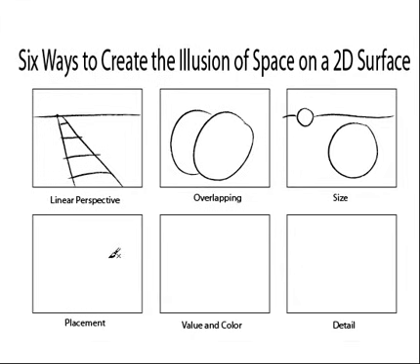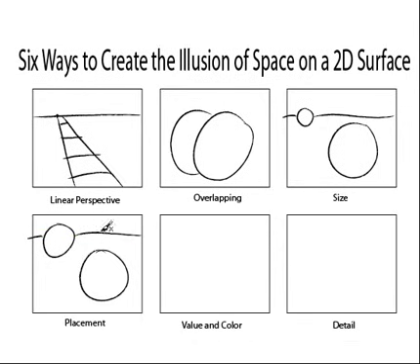The next way to create the illusion of space on a two-dimensional surface is by placement on the paper. And you can kind of see that happening here in the size box. But when you put objects that are lower on the picture plane than objects that are higher on the picture plane, generally it kind of creates the illusion of there being some space between those objects.